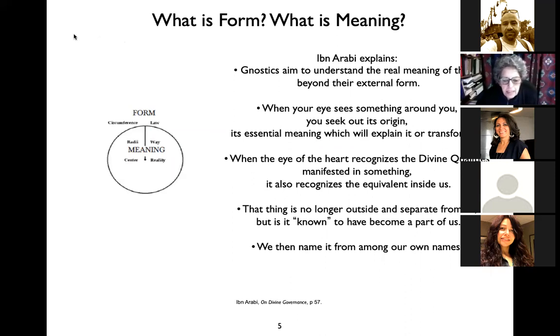Once we take the divine names within ourselves, the thing is no longer outside and separate from us, but is known to have become a part of us. And then we name it from among our names. So we notice that there is something providing us with sustenance, and we name it the provider, which is one of God's 99 names.